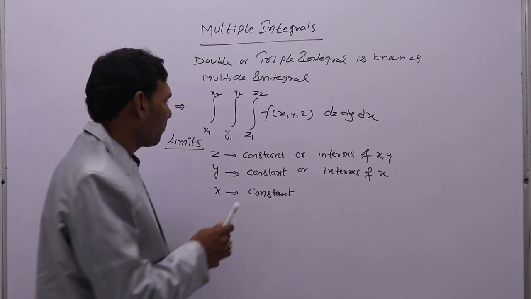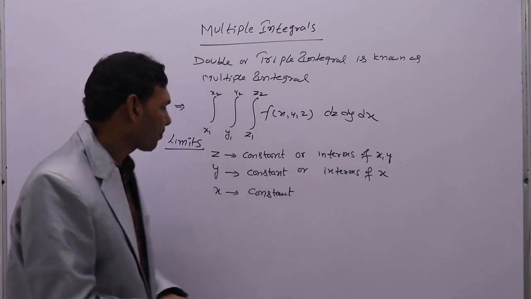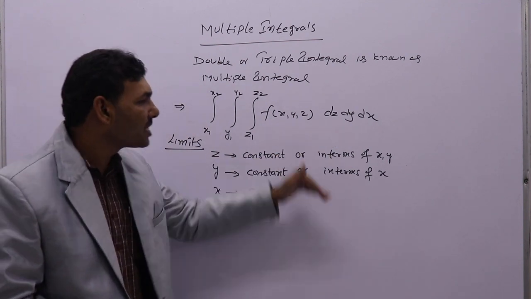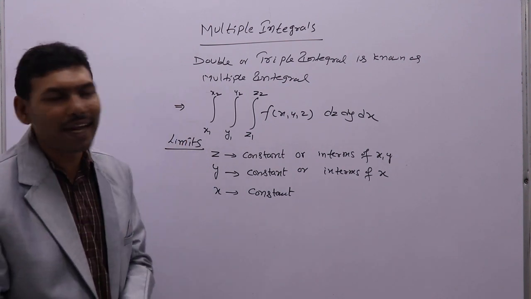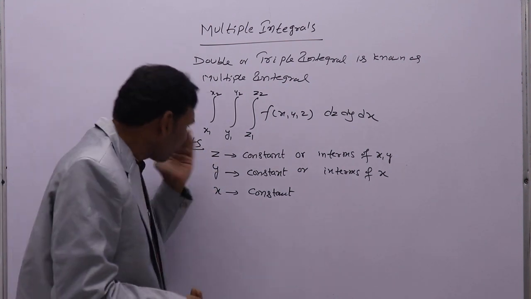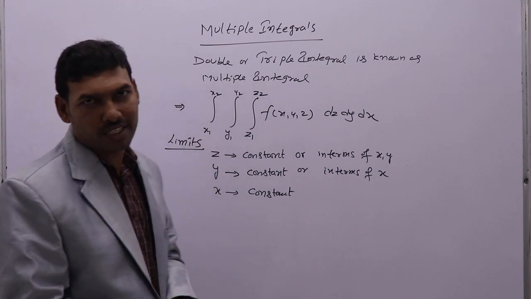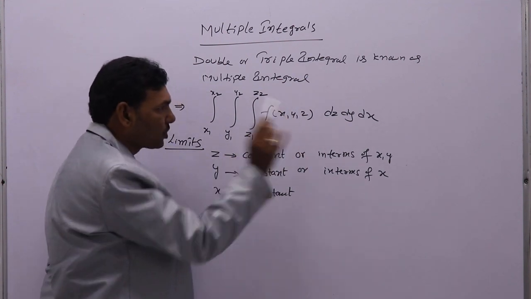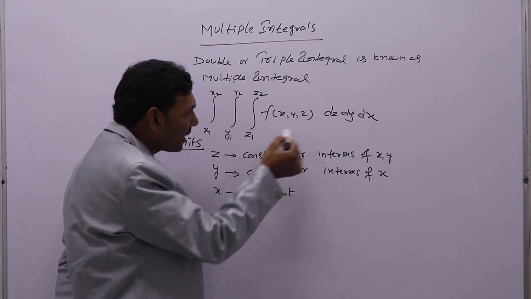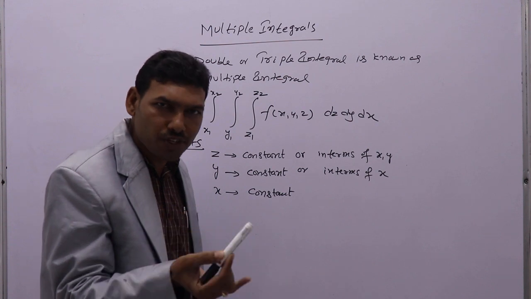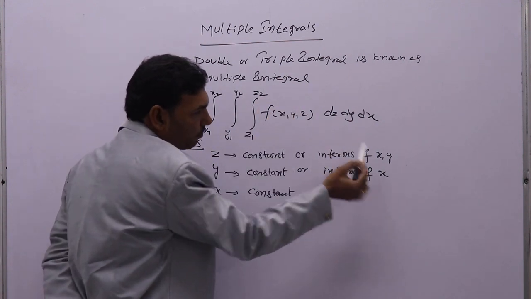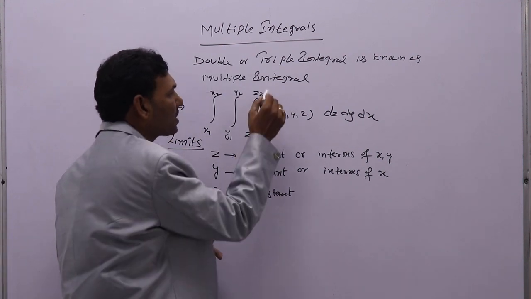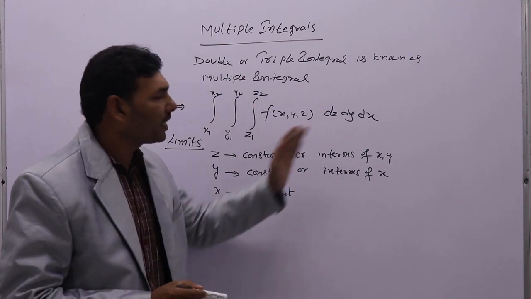For example, z limits are in terms of x, y, y limits are in terms of x, and x limits are constant. Then you have to integrate first with respect to z, next with respect to y, and at the end with respect to x. Because if you integrate the integrand with respect to z first, after integrating you are going to substitute the upper limit and lower limit values in the place of z. So in the place of z you write, for example, x plus y, y minus x. For example, after integration you got z.